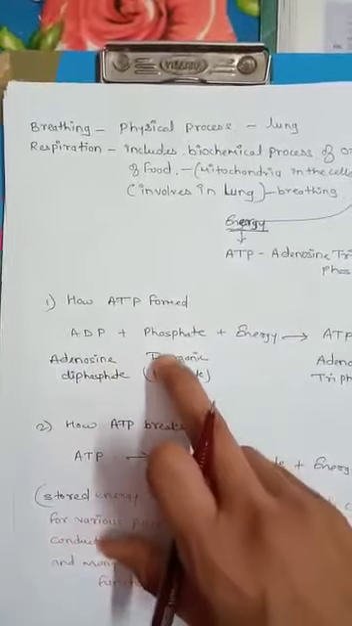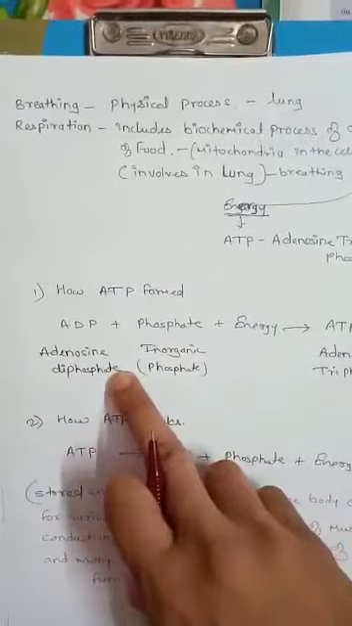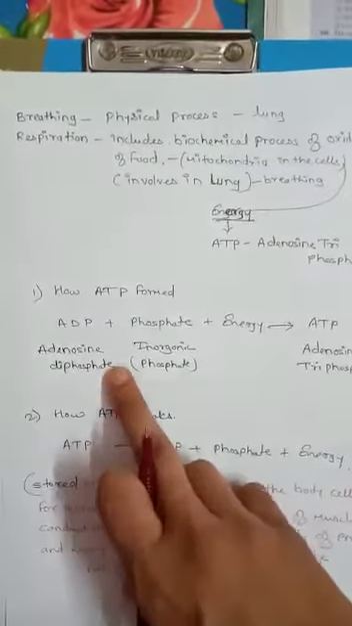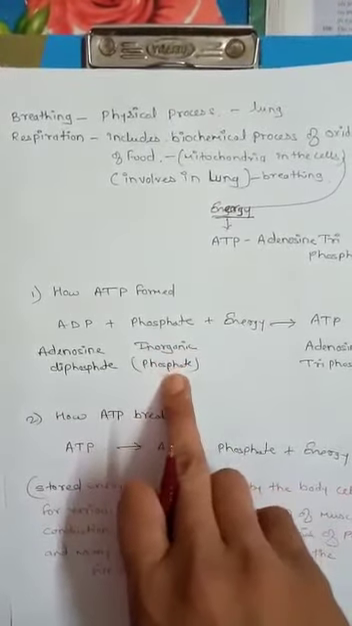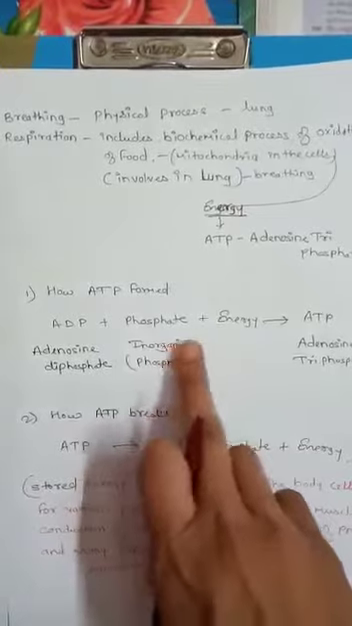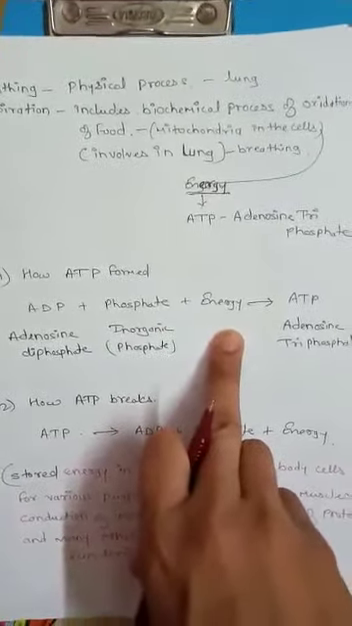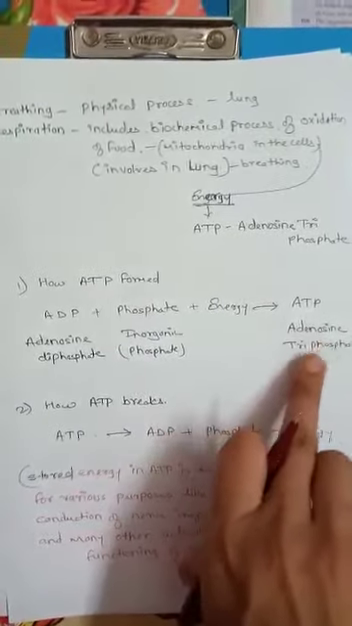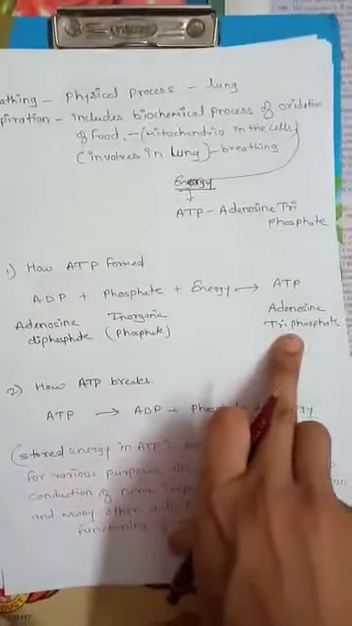ADP is adenosine diphosphate. Adenosine diphosphate means having two phosphate groups, which combine with one inorganic phosphate plus energy which we get from the food, and it forms ATP. ATP is adenosine triphosphate. There are three phosphate groups, that's why it's called triphosphate.